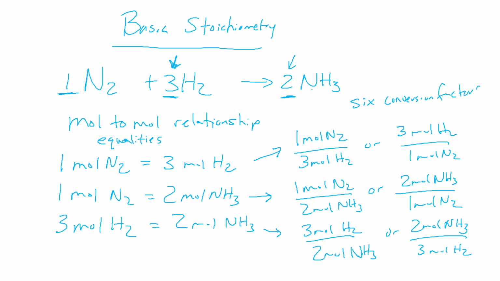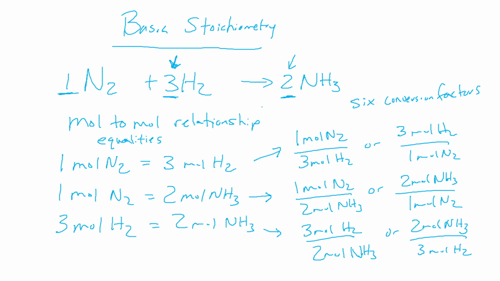Now, do we use all of these conversion factors in a problem? Heck no. You're probably just going to use 1, but you have available to you 6 of them. So this is what stoichiometry is. It's a conversion factor that you get from the equation instead of like looking it up in a table.